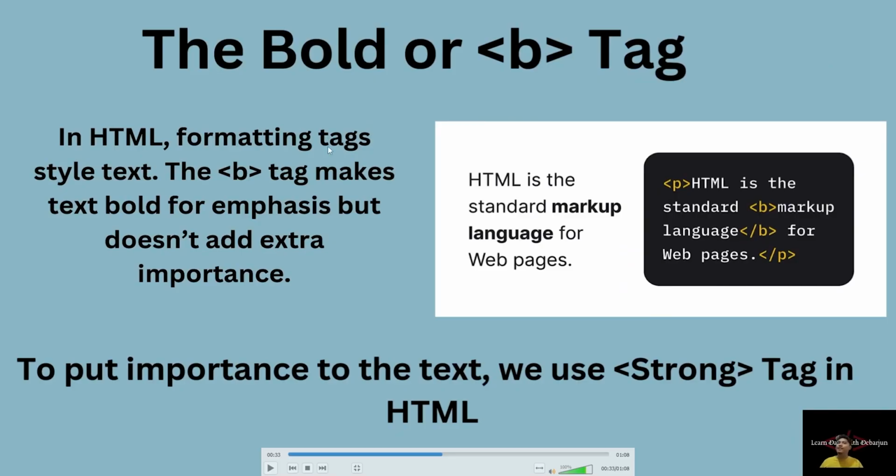In HTML formatting tags, the B tag makes the text bold for emphasis, but doesn't add extra importance. For example, you can see this is a quote inside a P tag. HTML is the standard markup language for the web. And see, markup language is inside the bold tag, the B tag, opening and closing, and you can see the outcome of this. But to put importance on text, we use the strong tag in HTML. We will understand it more clearly in the practical demo.